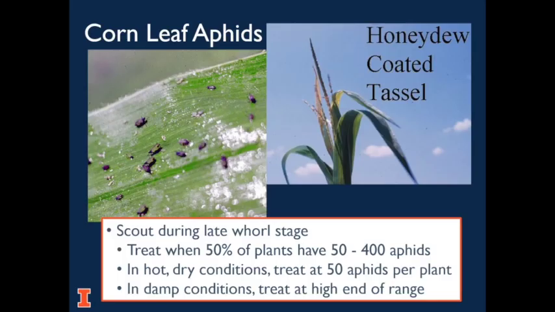We know that aphids do more damage in hot, dry conditions, so under those conditions, you can use the low number and treat when there are 50 aphids per plant. In damp conditions, treat when aphids reach the high end of that range.